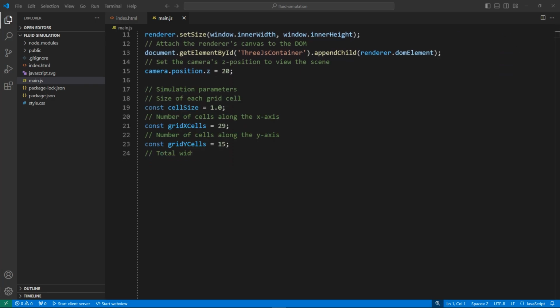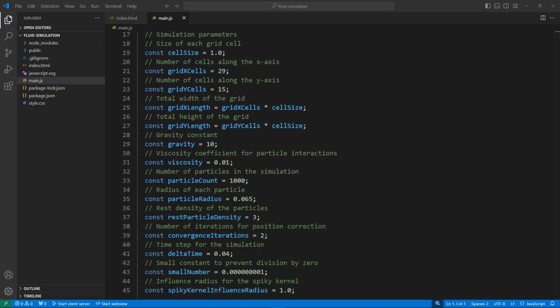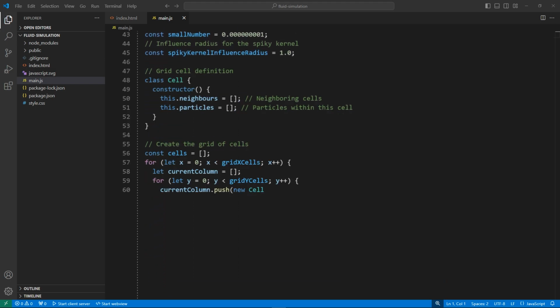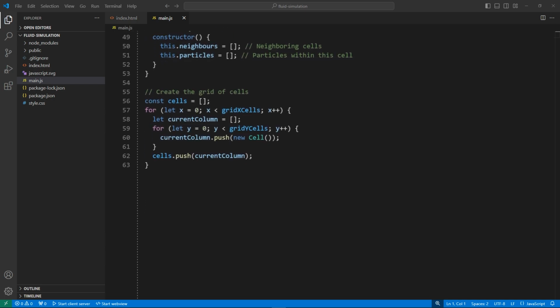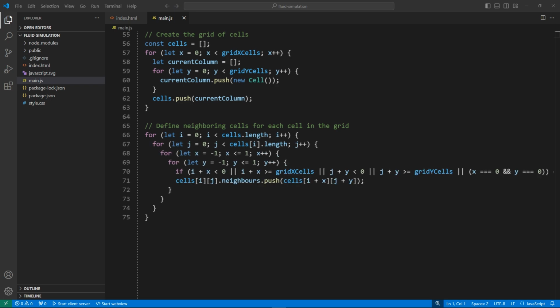Then we need to initialize a bunch of simulation parameters we're going to need, and we shall talk about them as we move along. We've discussed how the grid helps efficiently locate neighboring particles. It's going to be made up of an array of cells. Each cell class has an array of neighboring cells and the particles within it. And then this is the code for establishing neighboring cells. We'll be placing particles into the cells during simulation since they will be moving around.